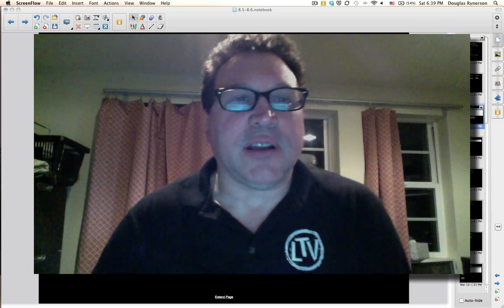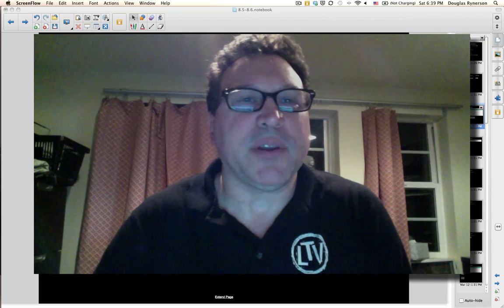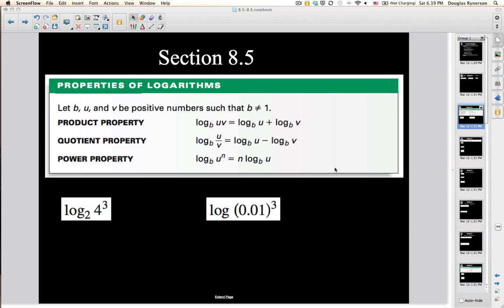Chapter 8. This is our section 8.5, working with the properties of logarithms. What you have here on the screen is the product property, the quotient property, and the power property. What these allow you to do is expand and contract logarithms, that's the vocabulary for it, in order to simplify and or solve, depending. The equations here on the left-hand side show condensed logarithms, and on the right-hand side they show expanded logarithms.